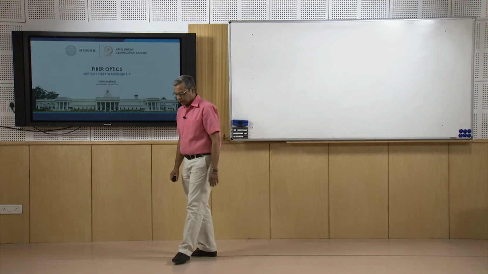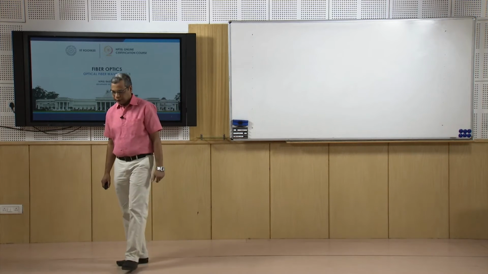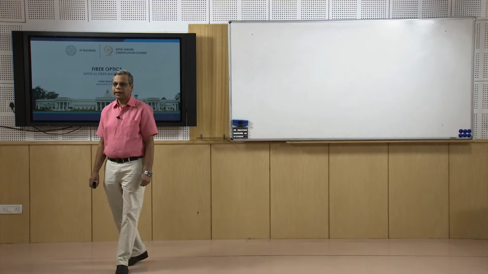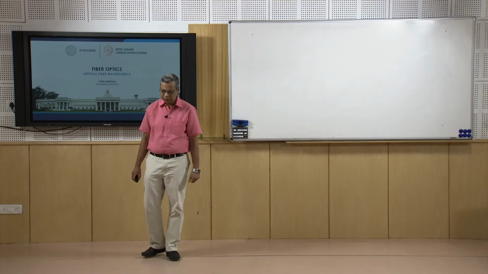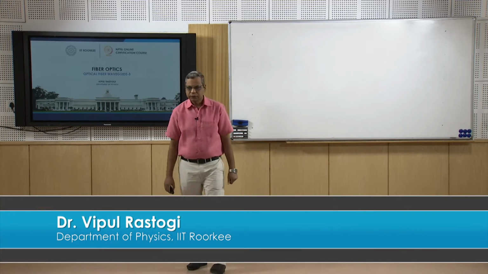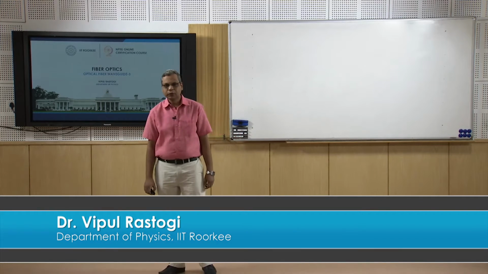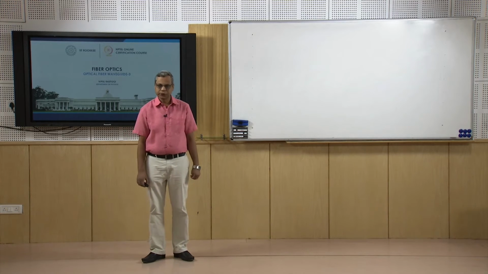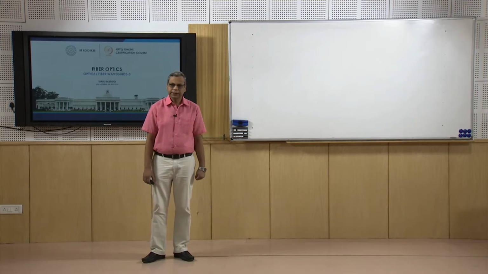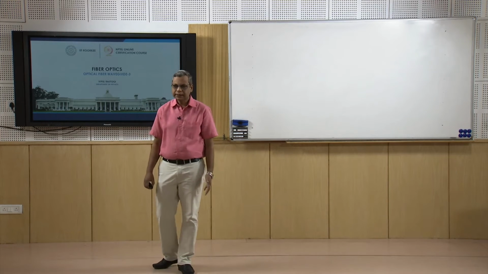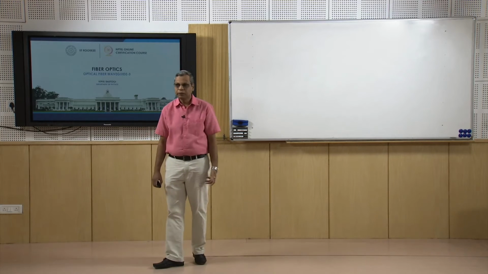In the last lecture we had done the modal analysis of optical fiber and we had obtained the transcendental equation satisfied by the propagation constants of the modes. We had also seen the cutoffs of various modes. Now, in this lecture we will extend the analysis and see how the modal fields look like.